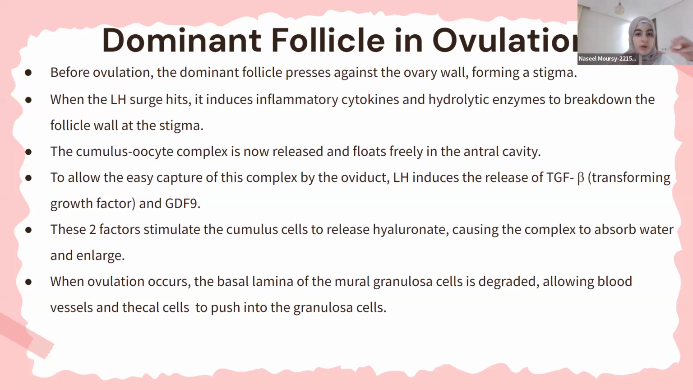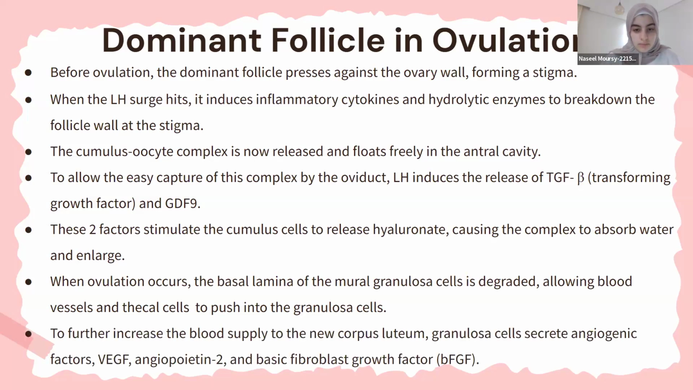This basement membrane is broken down, and then blood goes in, and the thecal cells that were outside also go into the antral cavity, and they mix with the granulosa cells. Now remember that ovulation is a relatively harsh process. It's very aggressive. So because of that, you get this kind of bleeding into the follicle. However, we do need that. That's to supply the corpus luteum.